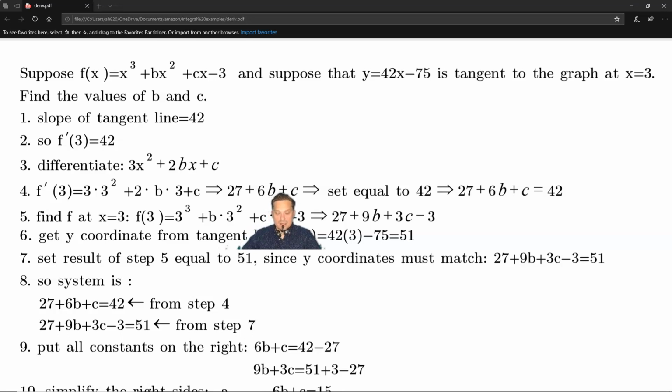Then you set that equal to that value of 42. Remember, that 42 is the value of the derivative at 3. It's also the slope of the tangent line. In other words, it's the coefficient right there above my head, okay? Don't forget that. So when I do that, I'm going to have 27 plus 6b plus c is equal to 42.